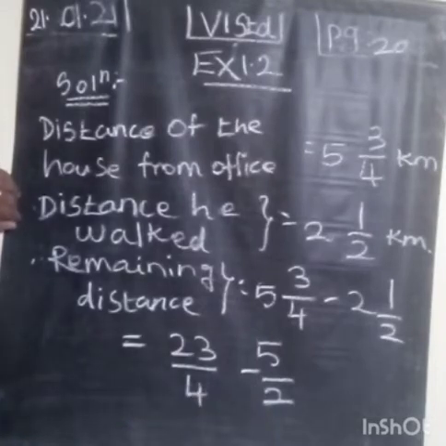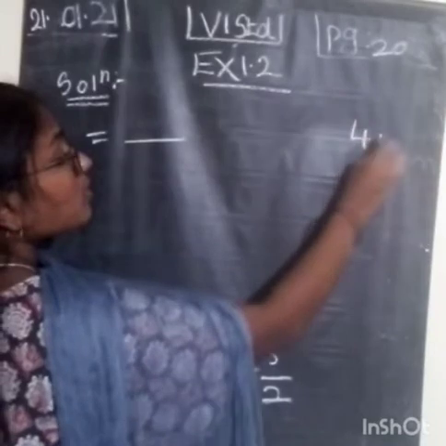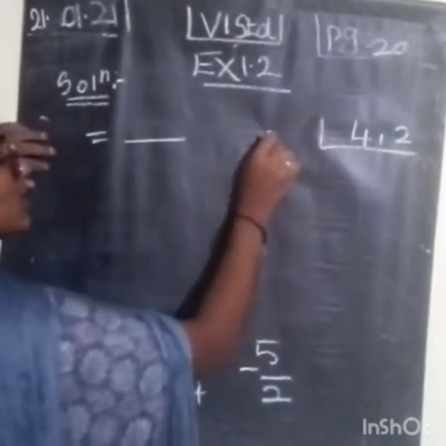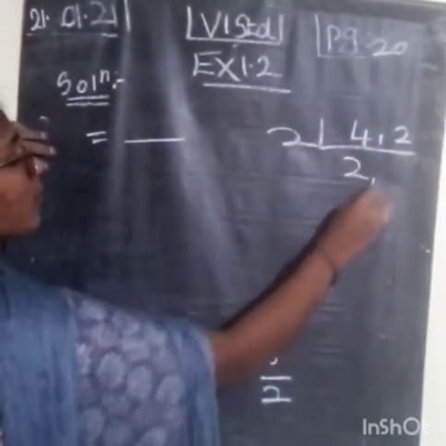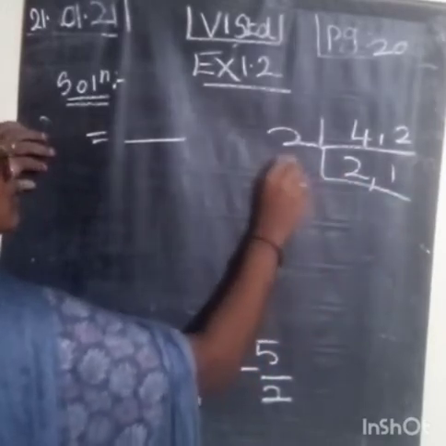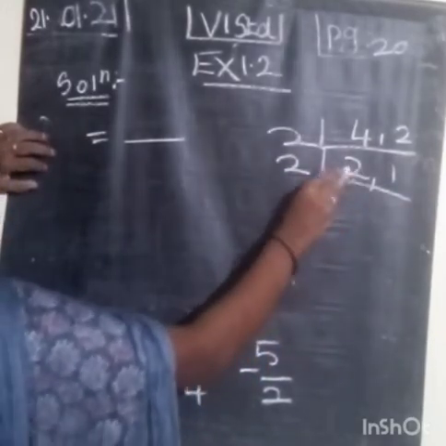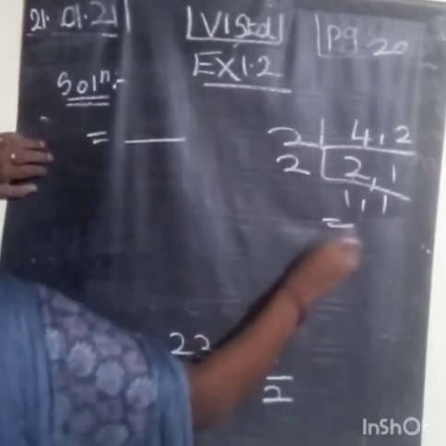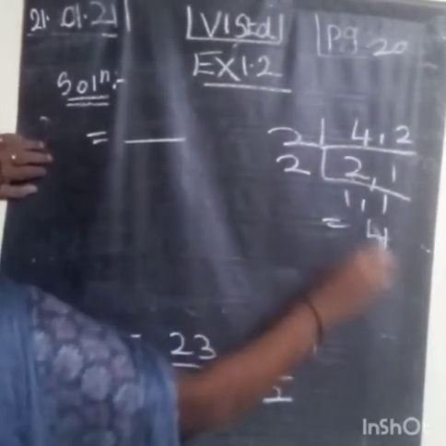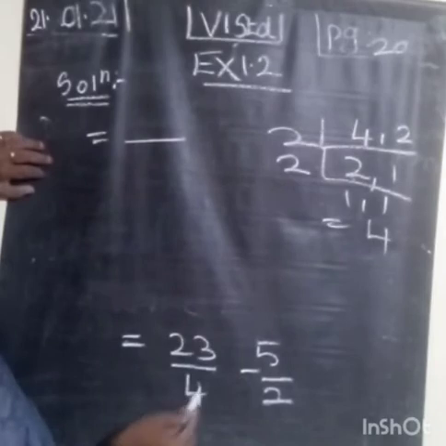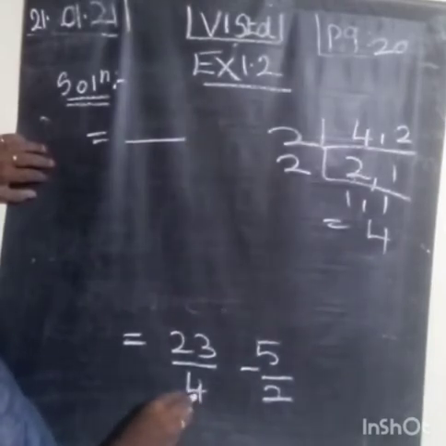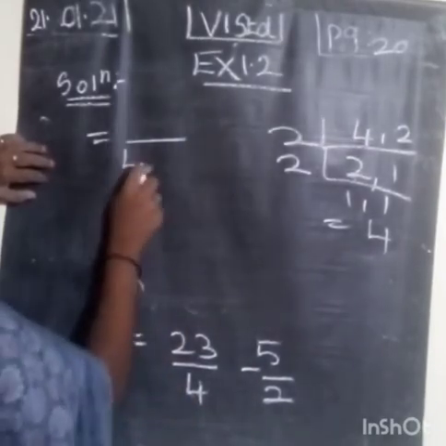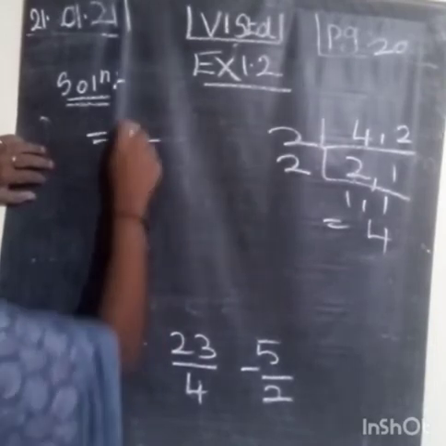So the LCM of 4 and 2. 4, 2. The smallest prime number is 2. 2 2s are 4, 1 2s are 2. Again 2. So 2 is a prime number which is divisible by itself. 1, 1. So the LCM of 4 and 2 is 4. 2 2s are 4. So here 4. How many times of 4 is 4? 1 times.